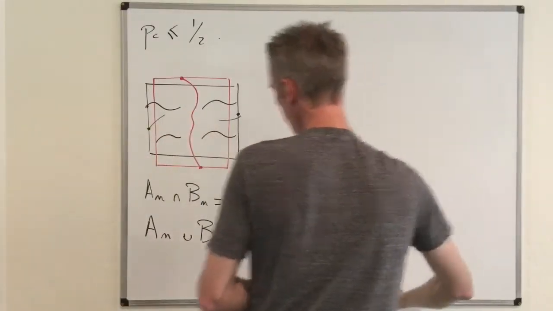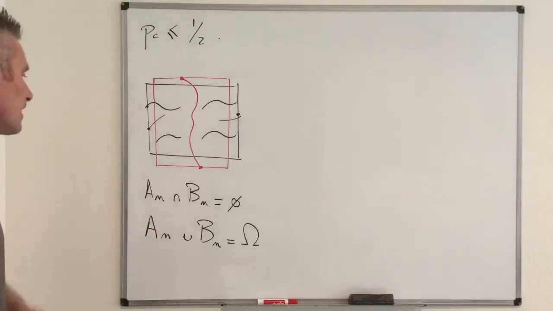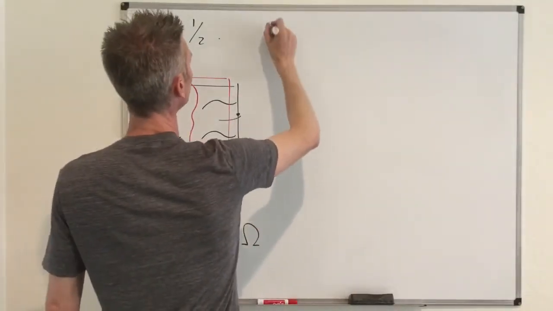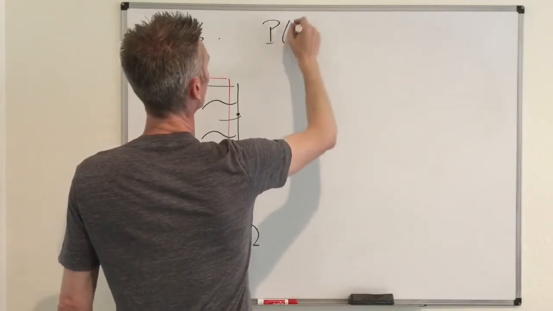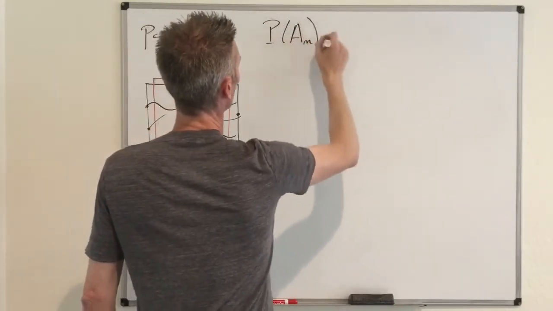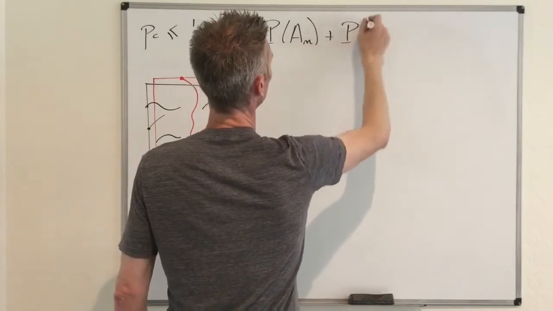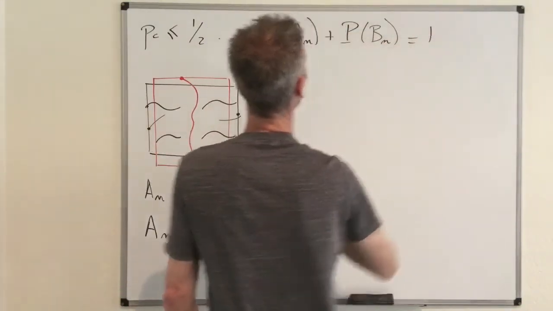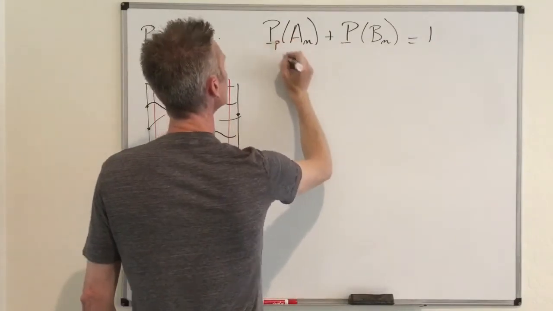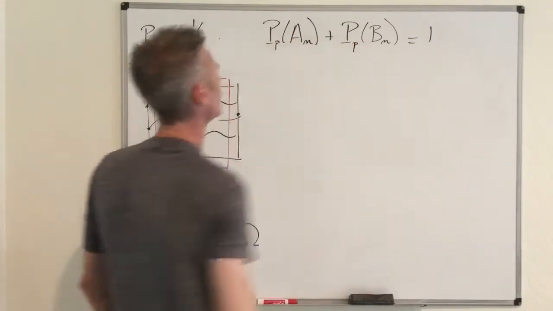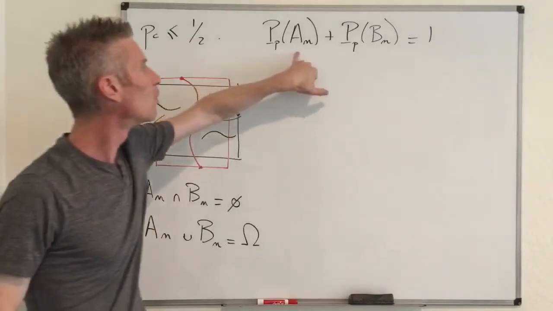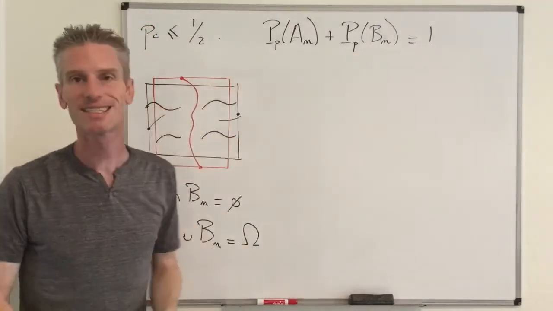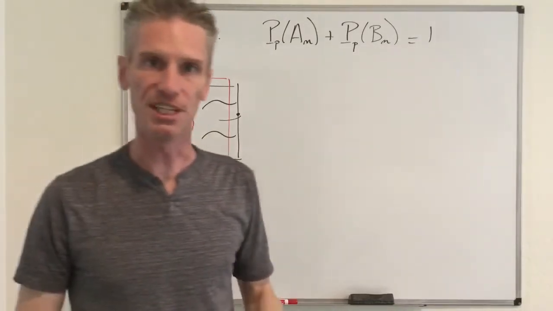So from the fact that An and Bn form a partition of omega, we deduce that P of An plus P of Bn should be equal to 1. Okay, and here I'm going to specify, to put a little p, to recall that edges in both cases for those two events are open with probability p.